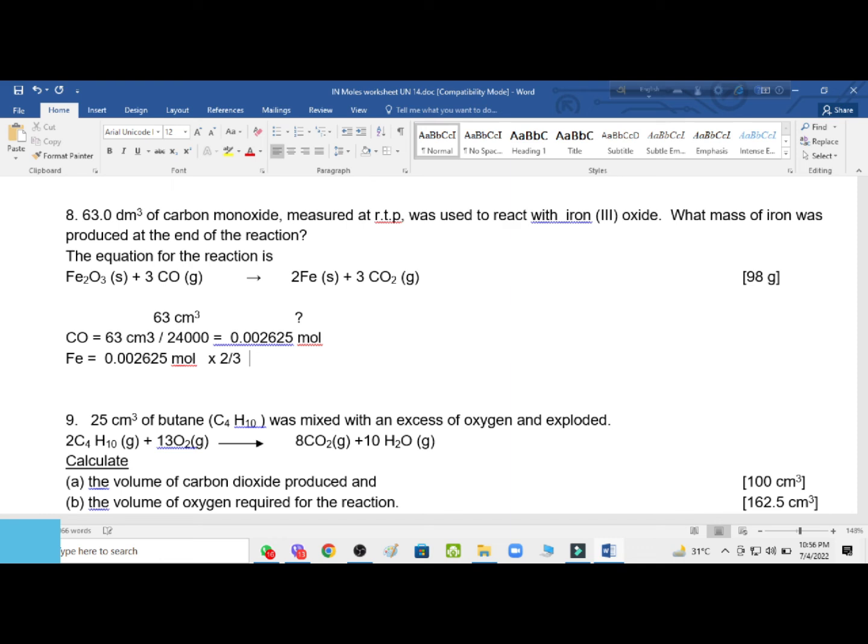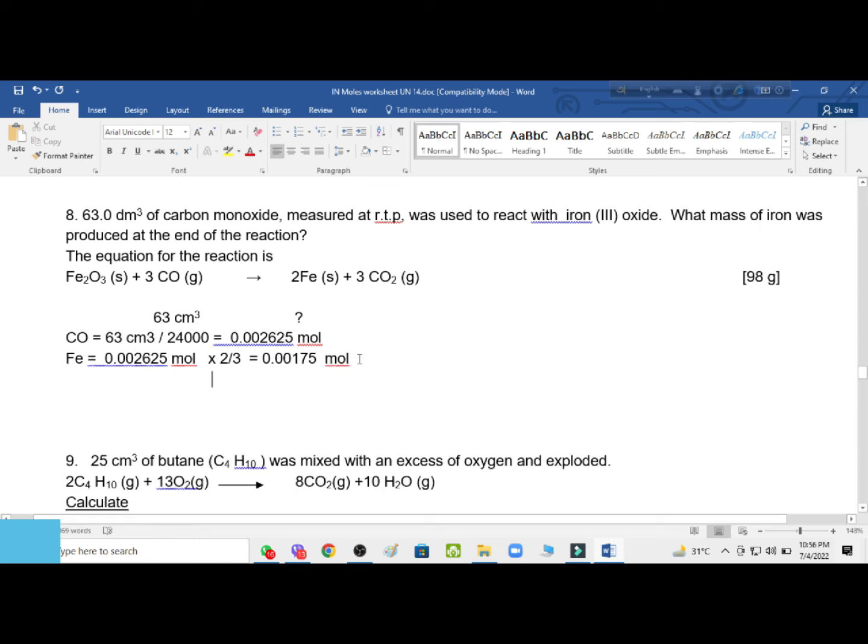Okay, this mole. But question says about mass. No problem. Multiply this with mass of iron is 56. This is as per the 56 or 57? 56. So multiply with 56, get here answer. It shows 0.098 gram. Something is wrong here. The answer doesn't match with, right?